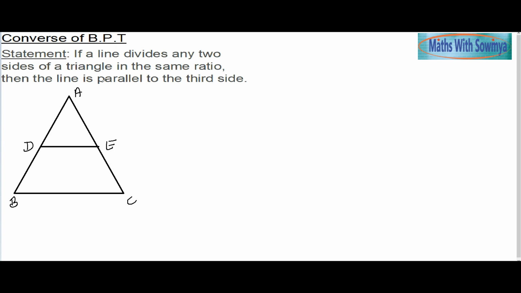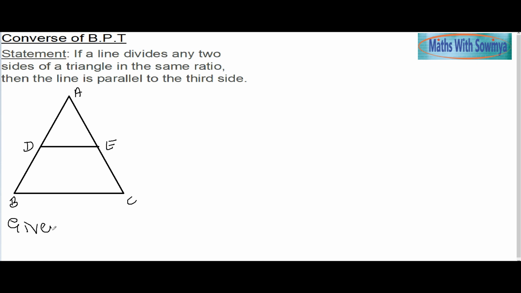Converse of the theorem BPT. If a line divides any two sides of a triangle in the same ratio, that means AD by DB and AE by EC are equal, then we have to show that DE and BC are parallel.